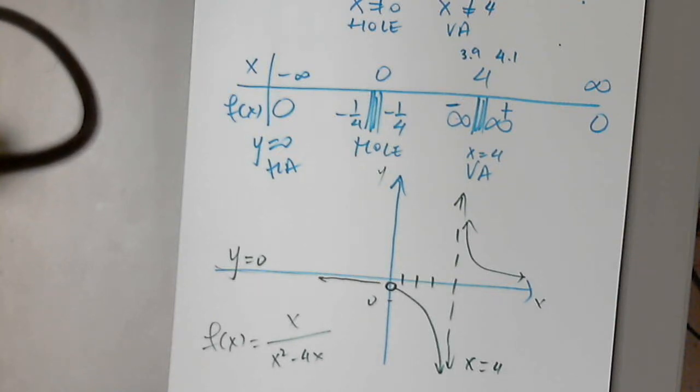Can you plug in 0? No, we can't do this. But can you find the x-intercept? It's 1 over x minus 4. When is a fraction 0? When the top is 0. But the top is 1. So this function has no x and y intercepts.